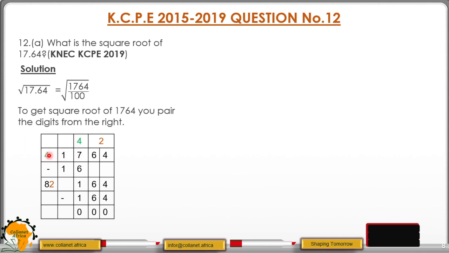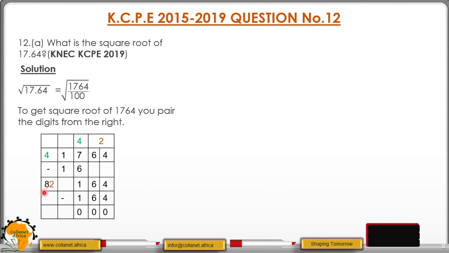So 4 times 4, you get 16. You put the 16 here. Then you subtract, and after you subtract, you get 1. After getting 1, you drop down the whole pair. After doing that, you get 164. What do you do? You double this number, not this one, you double this one. So it is like 4 times 2, you get 8.